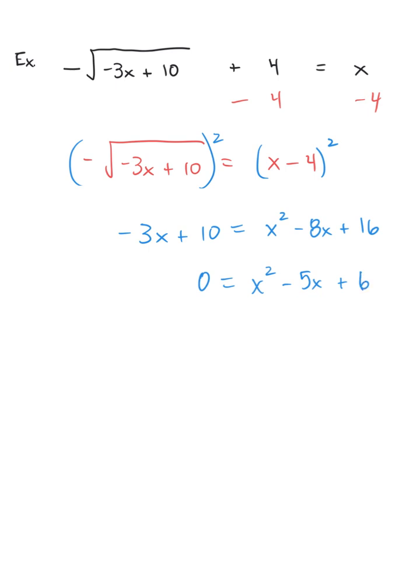6, which factors really, really nicely to x minus 2, x minus 3 equals 0. So x equals 2, x equals 3. And then, yes, if you go through and check this, you're going to get that to be true. So these are the answers.